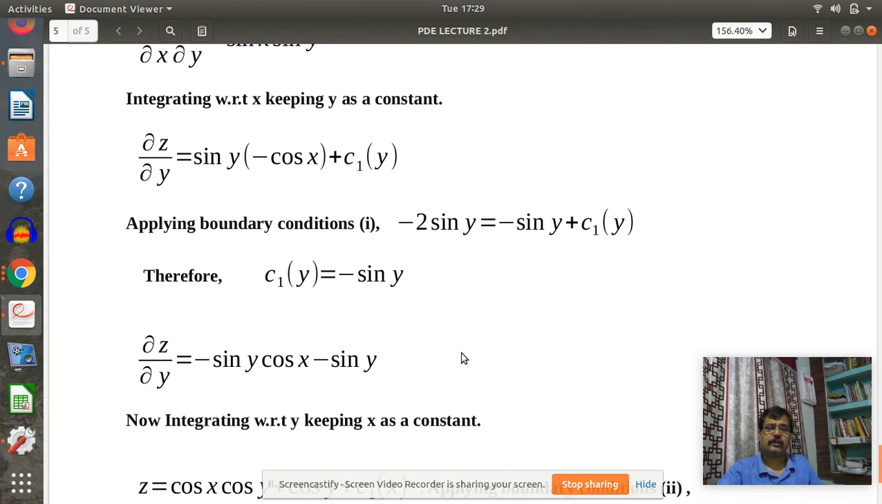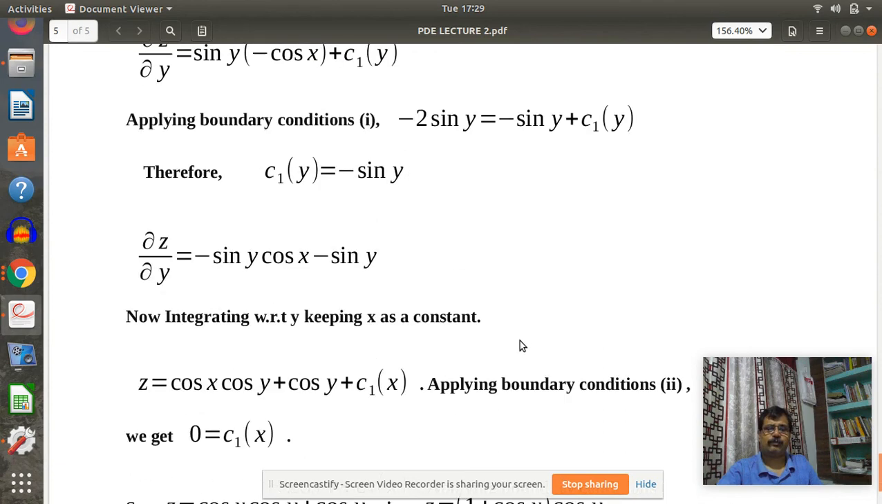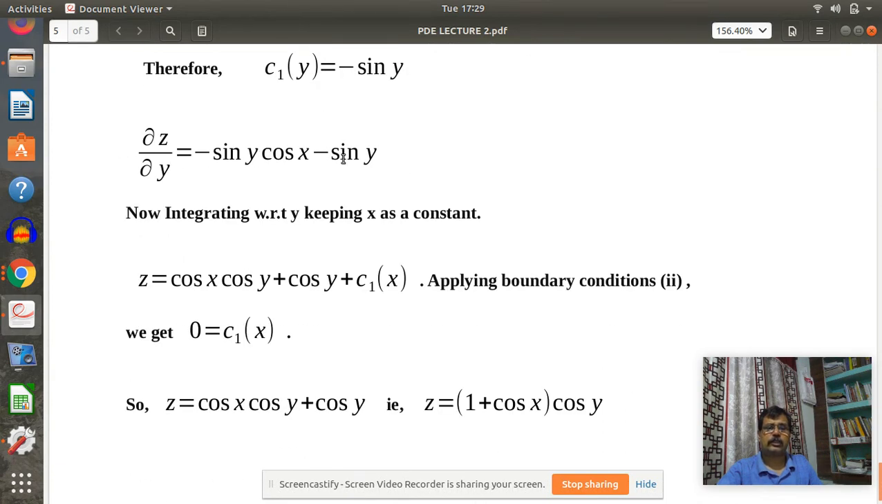So this is the expression for ∂z/∂y. Now again integrating with respect to y, keeping x as a constant. So what do we get? Integrating this with respect to y, we get z. Here we have minus cos x into the integral of sin y, that is minus cos y. So what we get is plus cos x into cos y. Then minus sin y. The integral of minus sin y is plus cos y. So we have plus cos y here. Okay. Plus a constant of integration, as we treat x as a constant, may be written as c1 of x. So we have z equal to cos x into cos y plus cos y plus c1 of x.